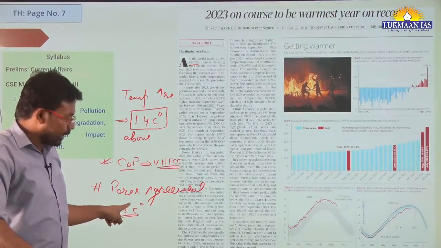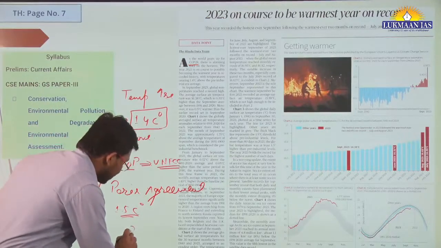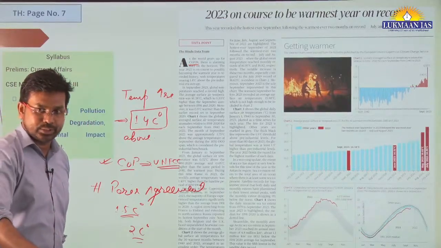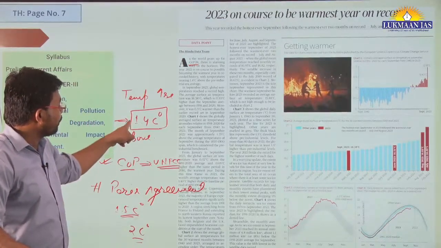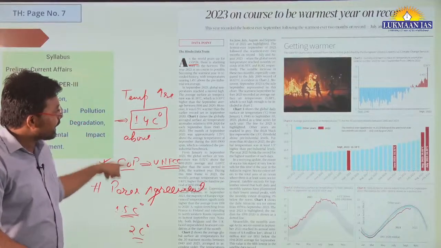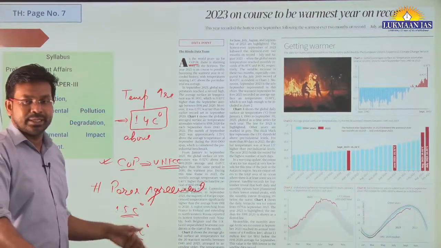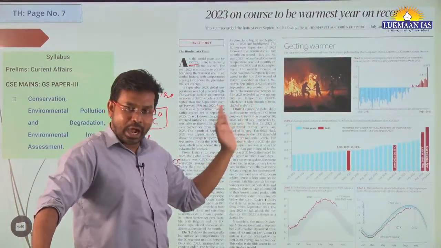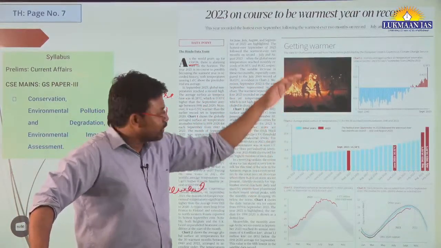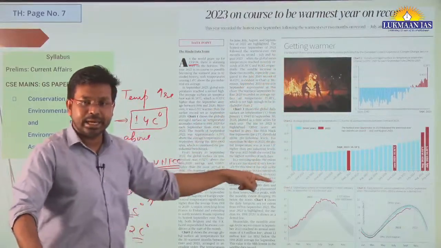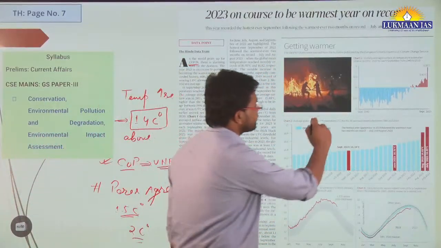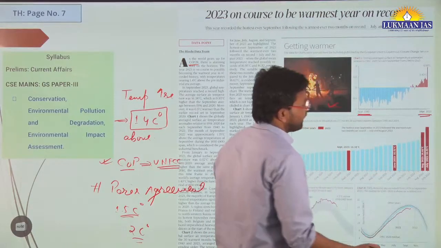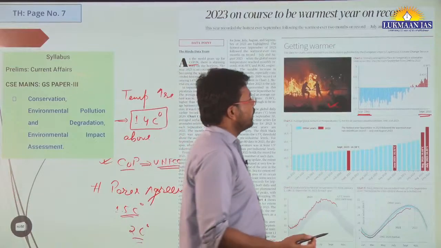But if that is not possible, they have said at most 2 degrees centigrade by the end of this century. So that was the target. However, we are already over here. In this article they have traced how the temperature rise has happened from the 1940s till now. They have given different data points and figures showing how the temperature has gone in September 1940 and September 2023.